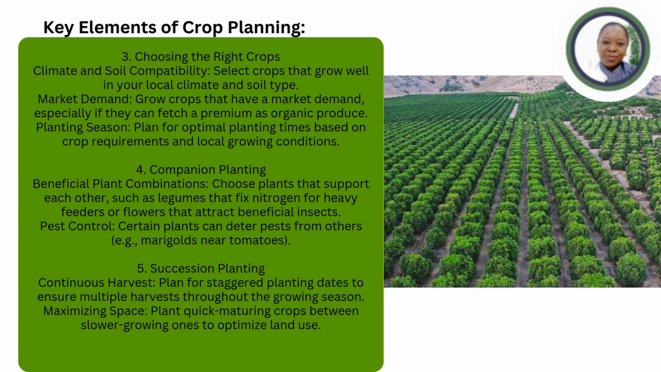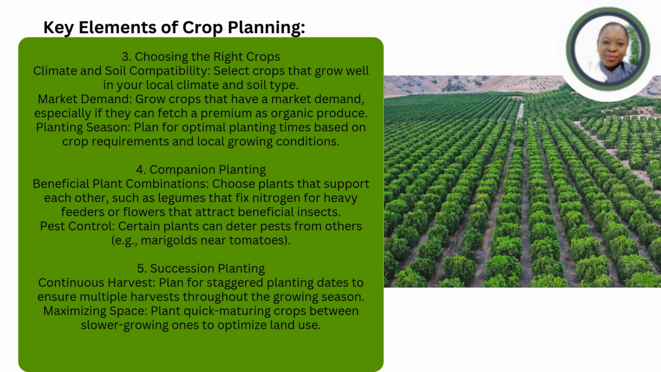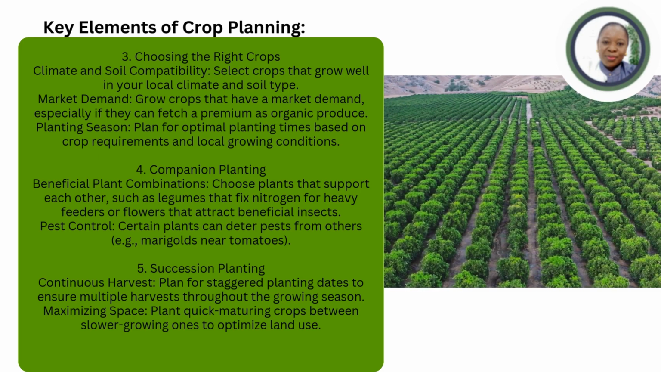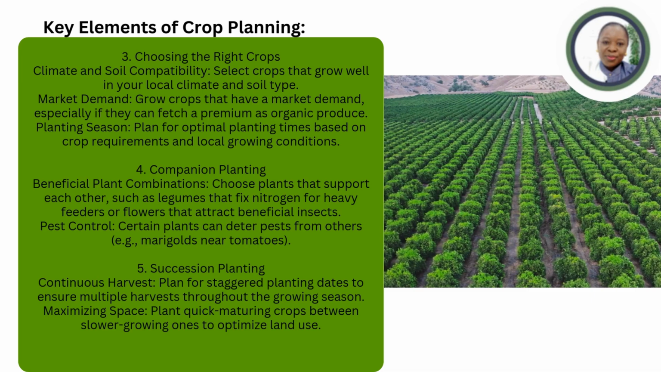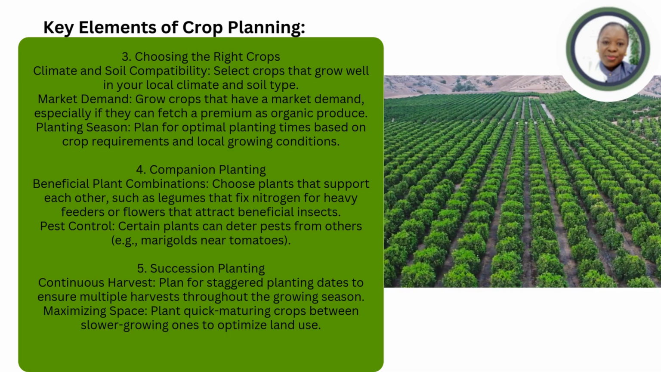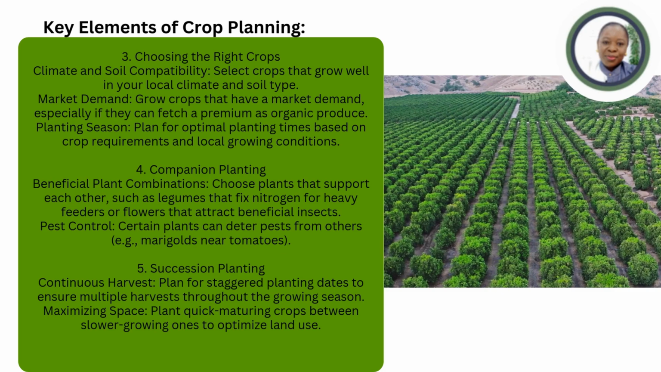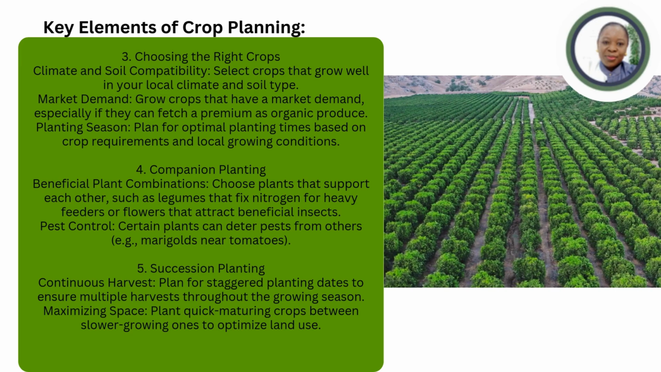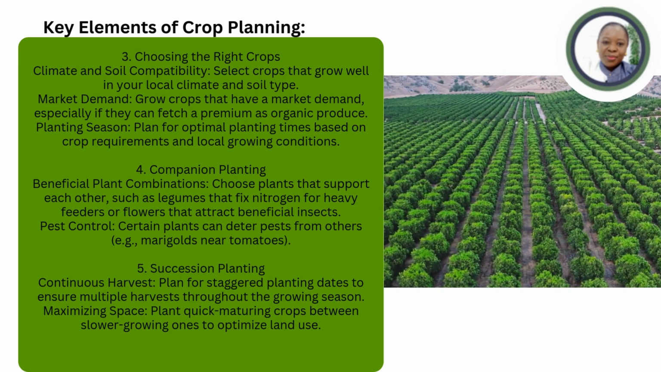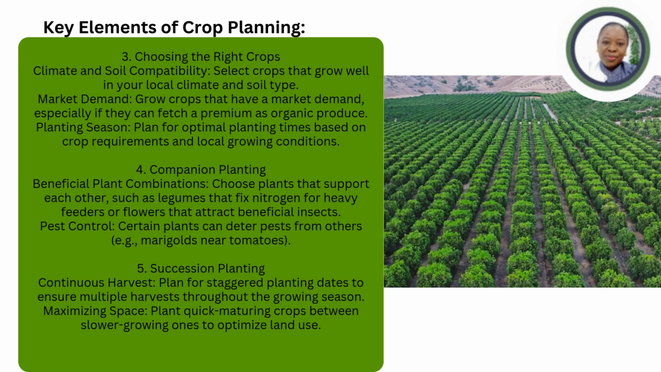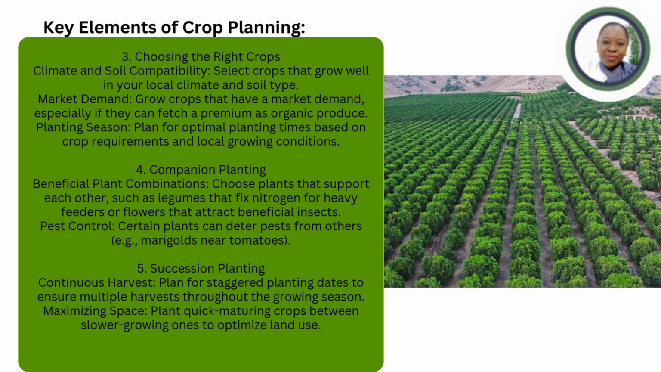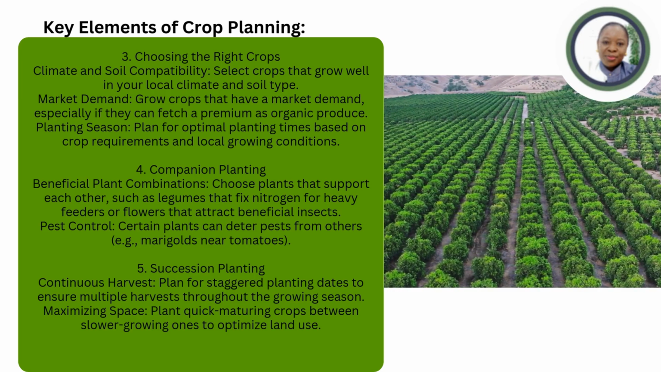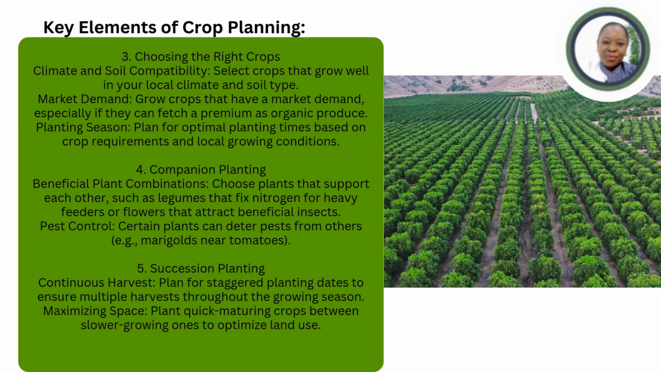Market demand. Crop planning helps you to be able to choose crops that grow and have a market demand, especially if they fetch a premium as organic produce. It also helps you to be able to choose crops based on the planting season. You will be able to plan for optimal planting times based on crop requirements and local growing conditions.